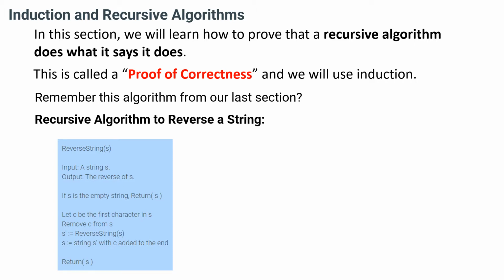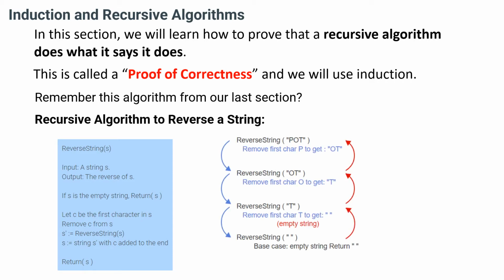indeed reverse a string. So this is called reverse string, and remember what happens over here in the left box, the blue box. We send in a string, and then it's supposed to output the reverse of the string. It starts out by saying if S is the empty string, then return S. So it's not going to do anything to the empty string because the reverse of the empty string is still the empty string, right? So it's not going to have to do anything. But then if that's not the case, then it goes and does these things.